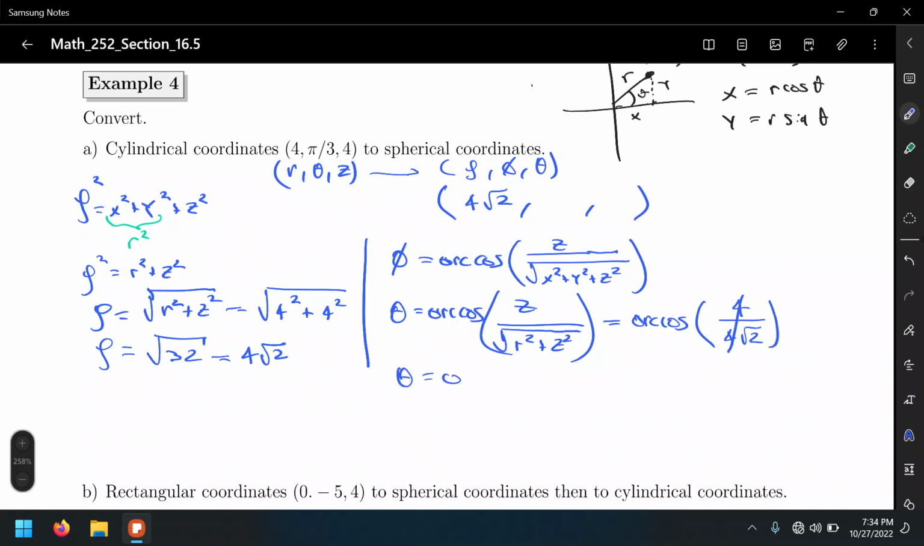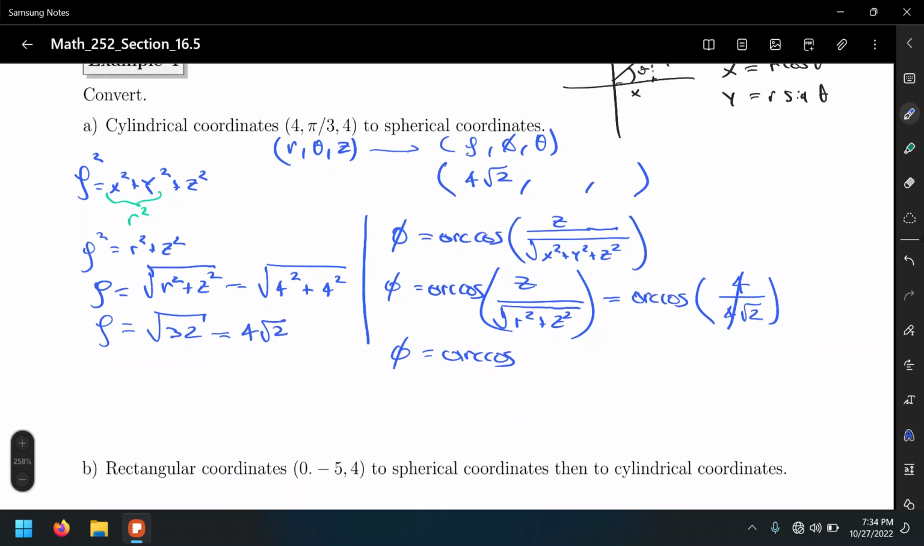Phi equals arc cos... Which one? Instead of theta? Oh yeah, it's phi. Thank you. Phi equals arc cos of 1 over root 2. But that's one of the perfect angles, right? One of the representative angles. What's this one? Isn't it pi over 4?